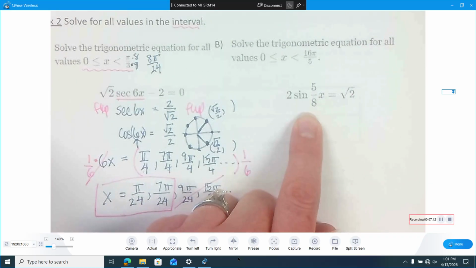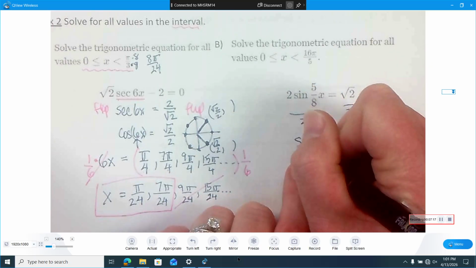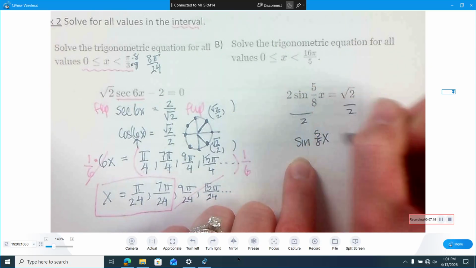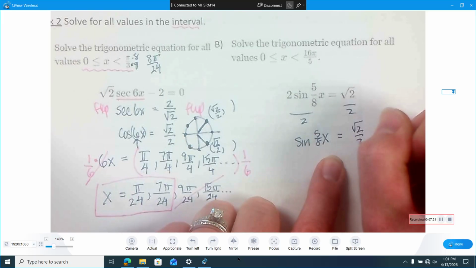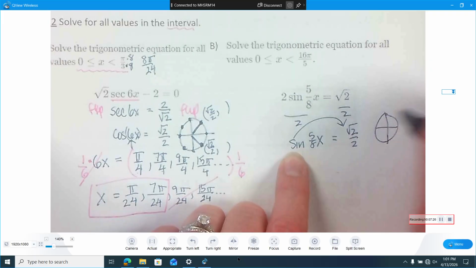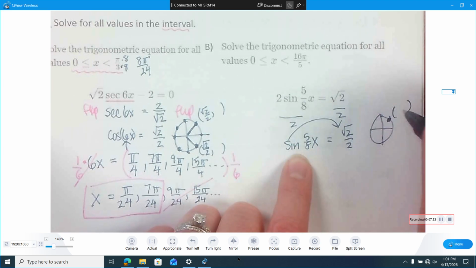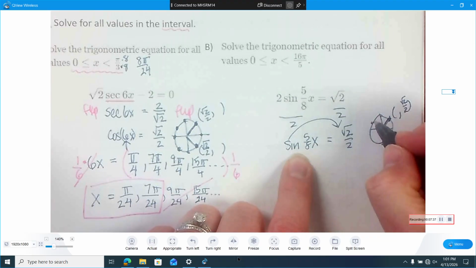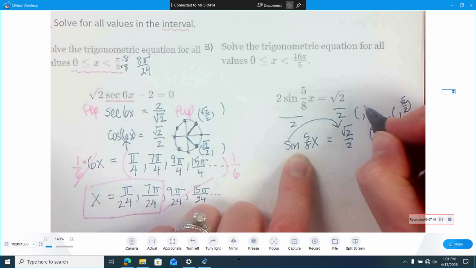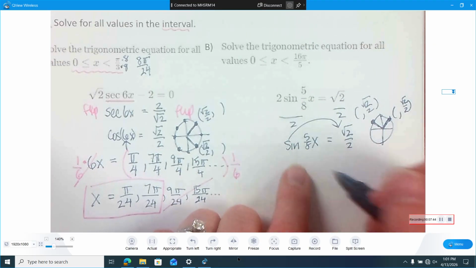So what should we do first? Divide by 2, absolutely. So I get sine of 5/8 x equals radical 2 over 2. So once again, I'm thinking about where on my unit circle does sine have a value of radical 2 over 2? Pi over 4, yep. So there's 1 pi over 4, and right here is also where sine has a positive radical 2 over 2. So 1 pi over 4 and 3 pi over 4.